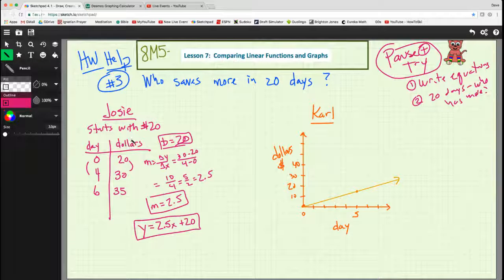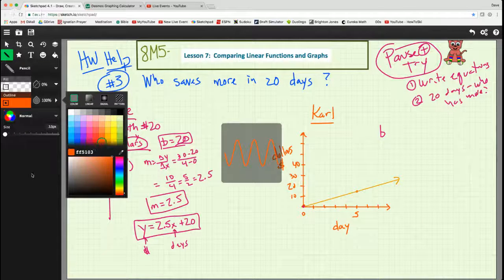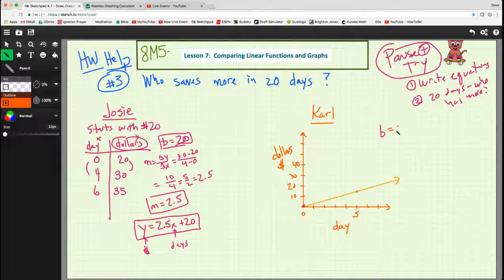Right? And Y is what? Y is dollars. This is our Y, and this is our X. Our X is days, and our Y is dollars. And over here, Carl, we know he starts at 0. Let's go to orange. So our B is what? Our B is equal to 0. And what is our rate?